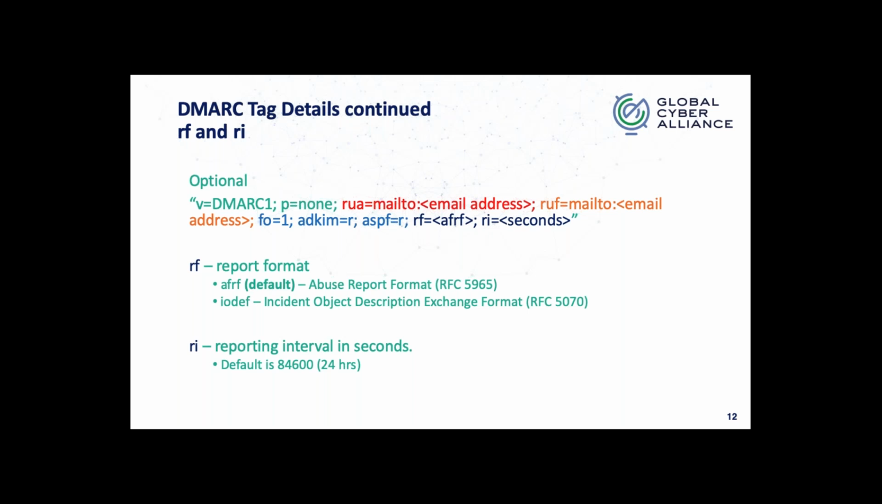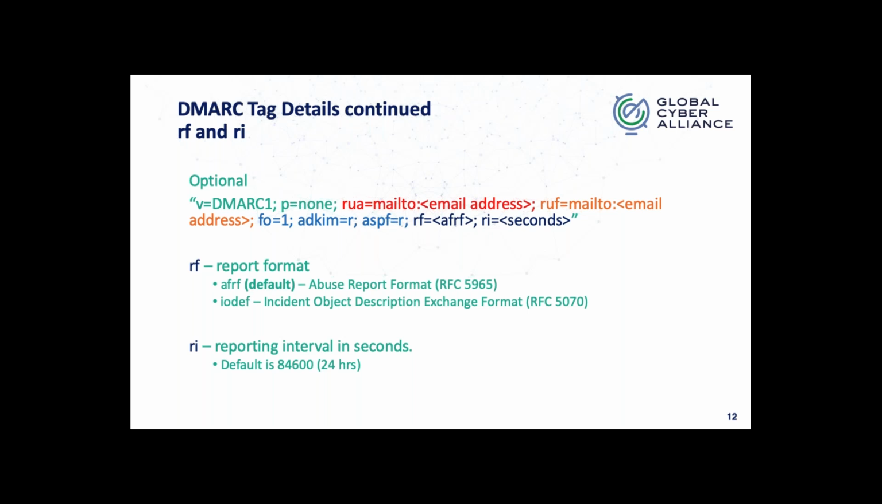I've mainly seen people not even put in the RF tag and just stick with the default of AFRF. If you want a deep dive, because of time we're not going to go into the different formats, but I provided the RFCs for each one of them, so you can take a look at each one. How do you know? If you're using those incident handling tools, go to that tool and it will tell you which one is the preferred format, if there is a preferred format.